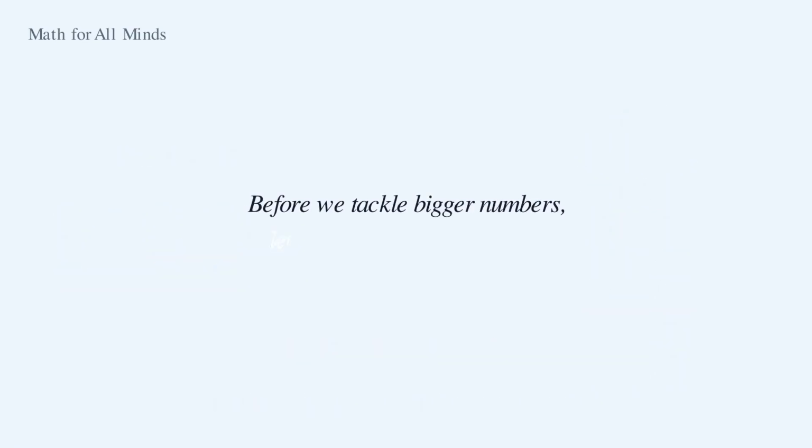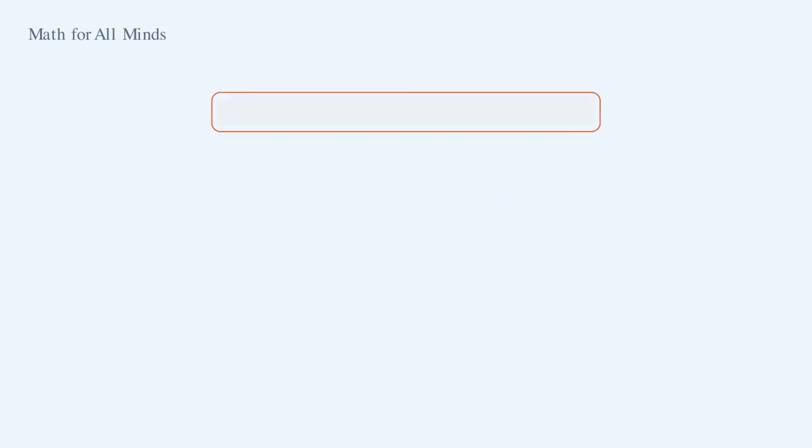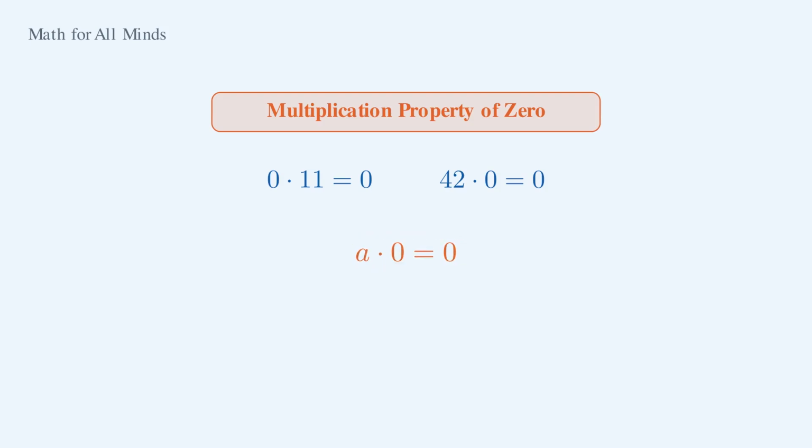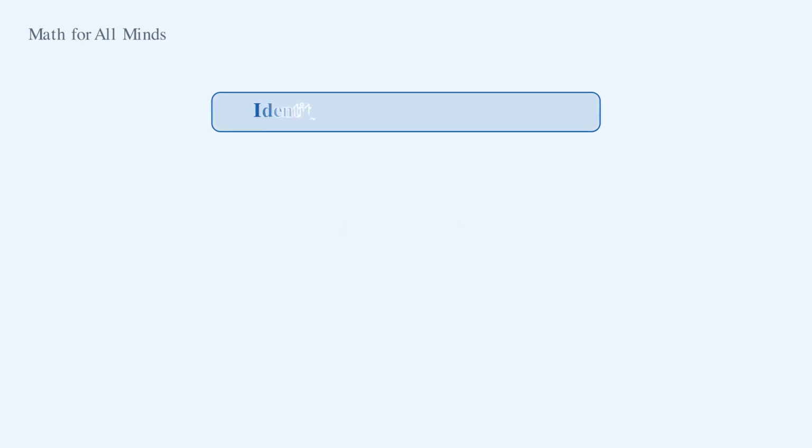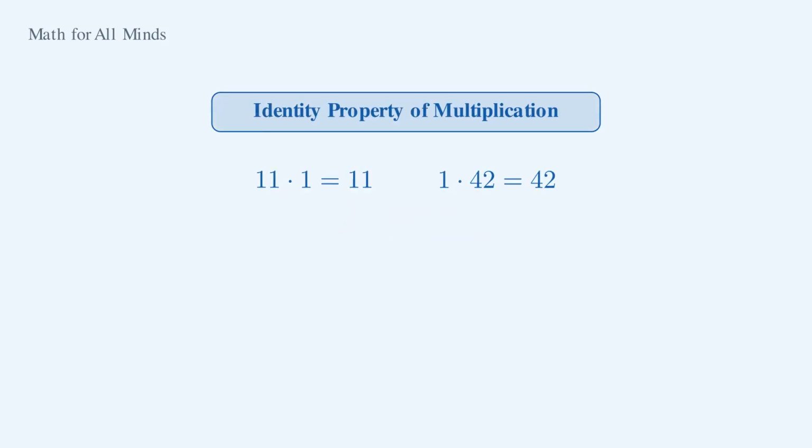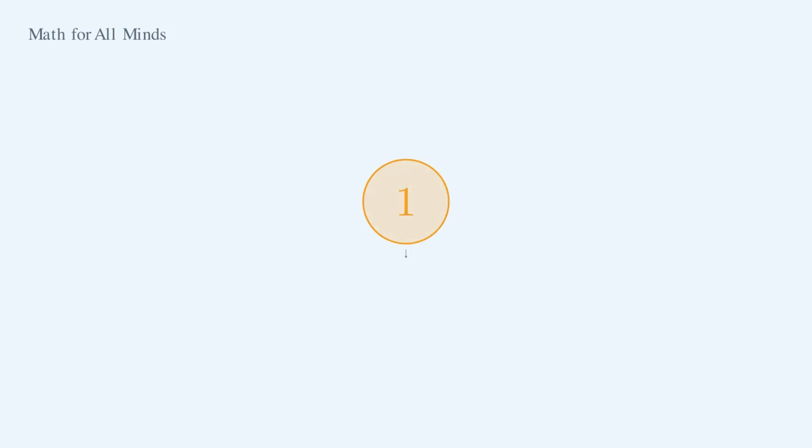Before we tackle bigger numbers, let's lock in 2 special rules. First, the multiplication property of 0. Any number times 0 is 0. Always. Second, the identity property of multiplication. Any number times 1 stays exactly the same. 1 is called the multiplicative identity.